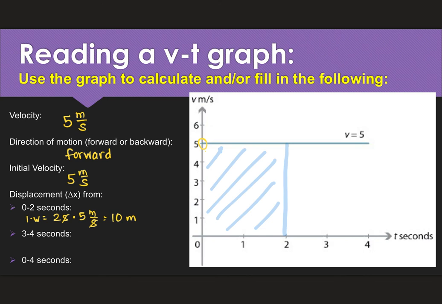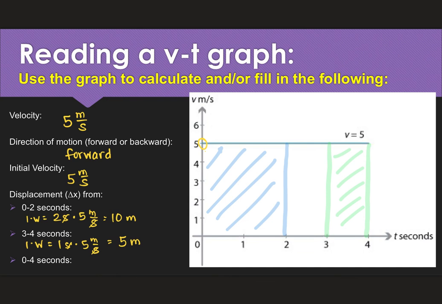Okay, from 3 to 4 seconds, let's make that one. I'm going to pick some different colors here to make this a little more visible. So from 3 to 4 seconds, that would be here. So that would be this. And from 3 to 4 seconds, again, I'm doing length times width. I've got 1 second times the 5 meters per second equals 5 meters.